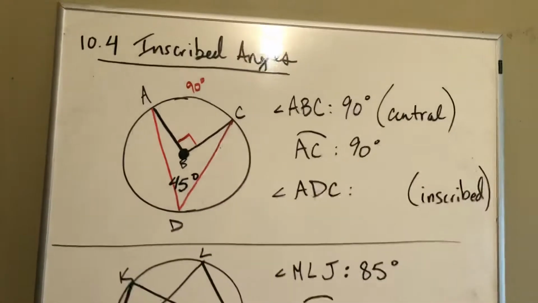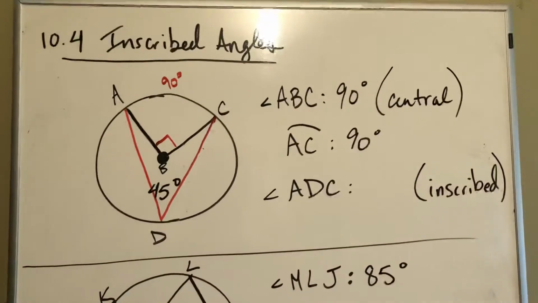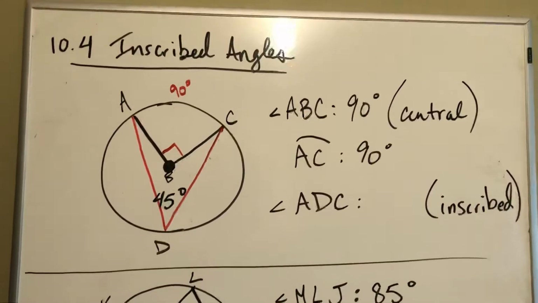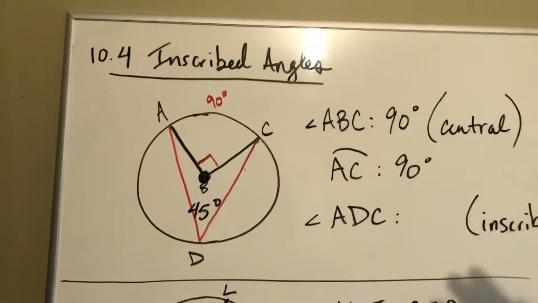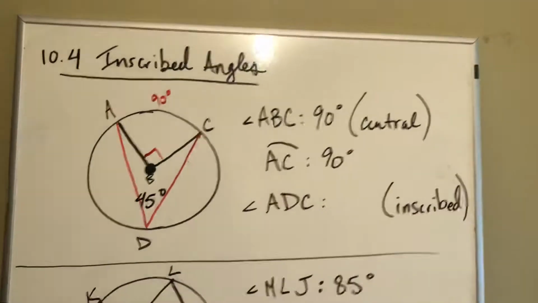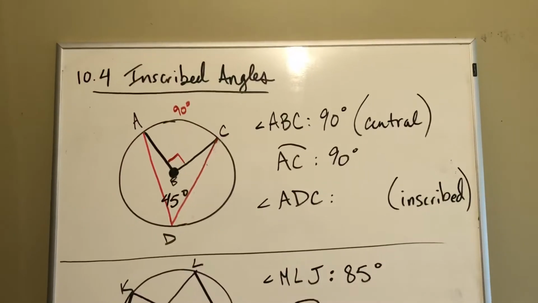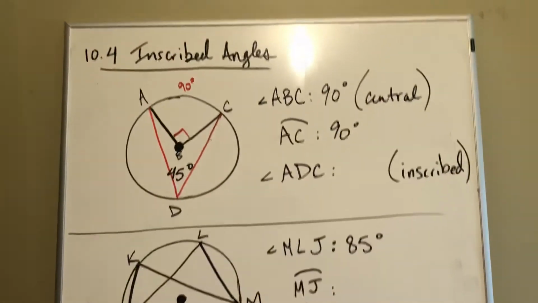And we can go both ways with this. If I had given you the 45-degree inscribed angle, you could then tell me that the arc was double that. So you can double the inscribed angle to get the arc, or take the arc measure and divide it by 2 to find the inscribed angle.